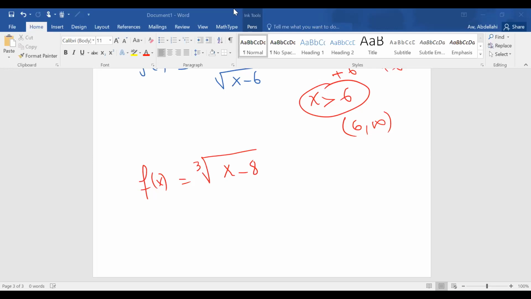Okay, so I was saying cube root does not care about something being positive or something being negative, right? Cube root always works whether the number inside is a positive number or a negative number. Because of that, what is going to be the domain of this function that we see here?